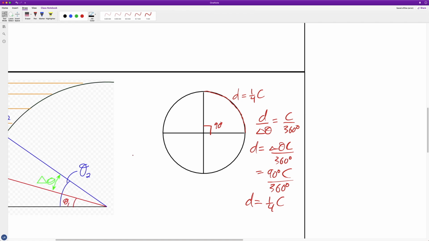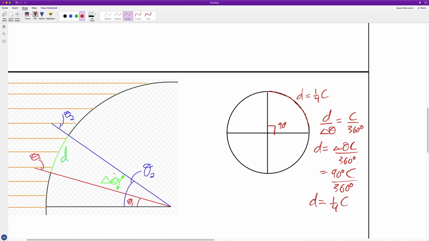So the relationship between this distance d and this angle theta is in the same ratio as the total circumference of the circle compared to 360 degrees. And this is actually how Eratosthenes figured out how big the Earth was. Here's what he did: he hired somebody to walk the distance from Alexandria all the way down to Syene. That was 800 kilometers that this person had to walk by foot, and he literally had to calculate and count his footsteps the entire journey.